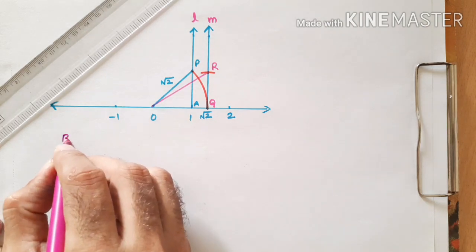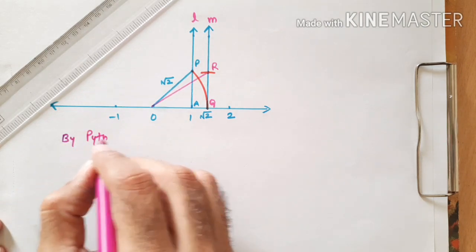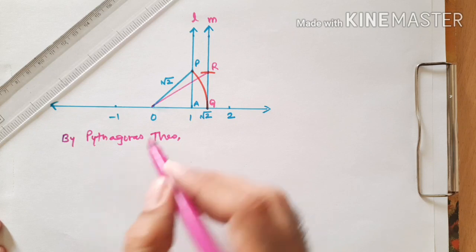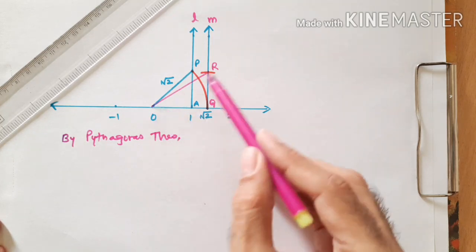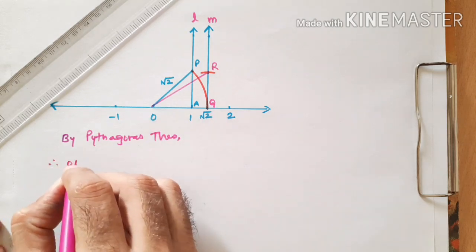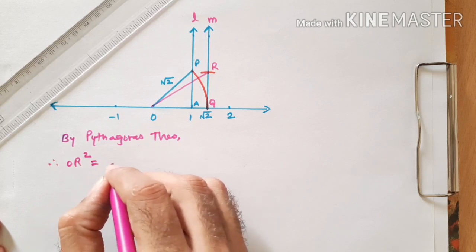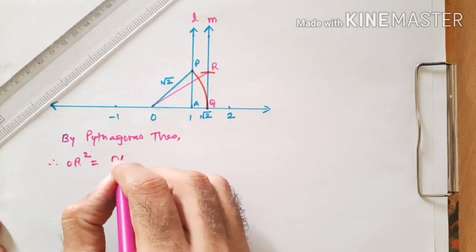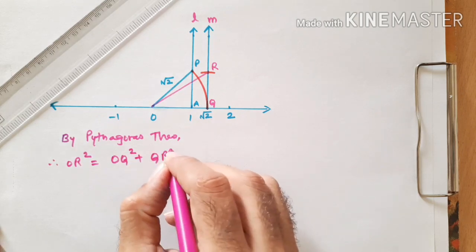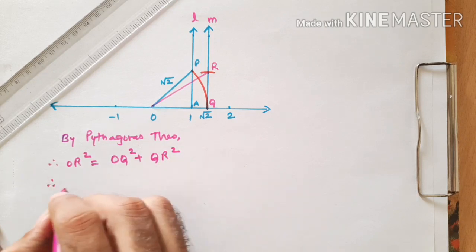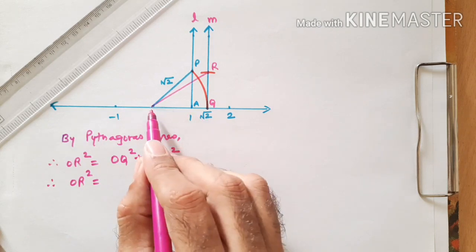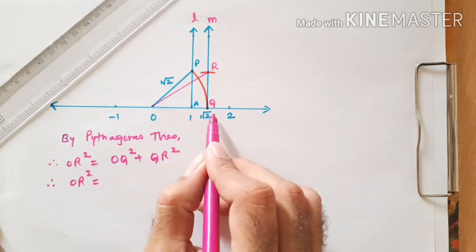So by Pythagoras theorem, what is Pythagoras theorem? Hypotenuse square equals side 1 square plus side 2 square. Therefore OR square equals OQ square plus QR square. Therefore for OR square we have to find OQ. What is distance OQ? This is root 2. This distance is equal to root 2.